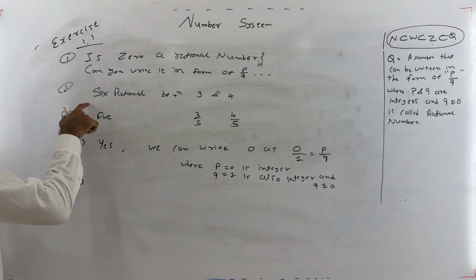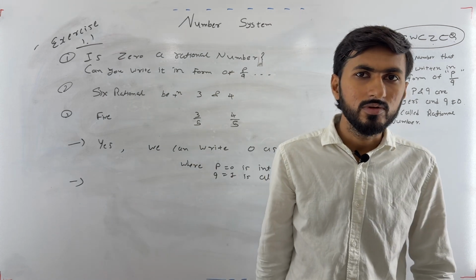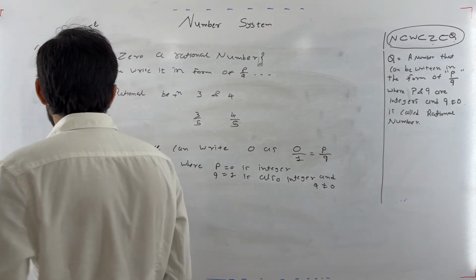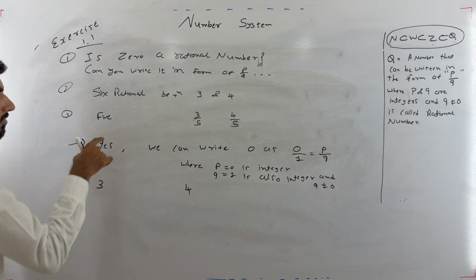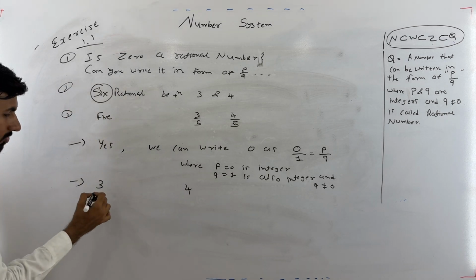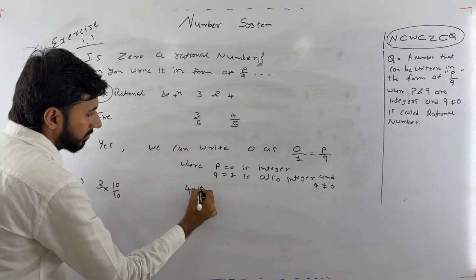Now the second question: 6 rational numbers between 3 and 4. We have to find 6 rational numbers between 3 and 4. The easiest way is to write 3 and 4. Now, I have to find 6 rational numbers, so I will multiply and divide by 10, because that will become easy for us.